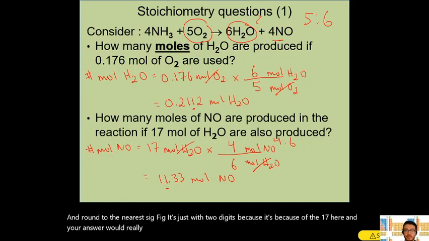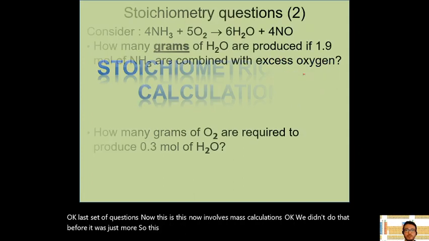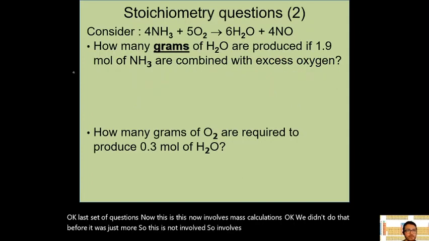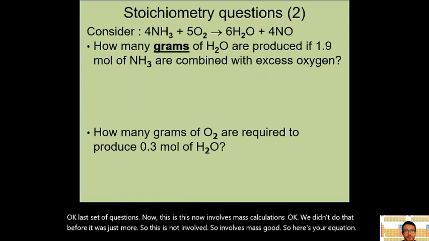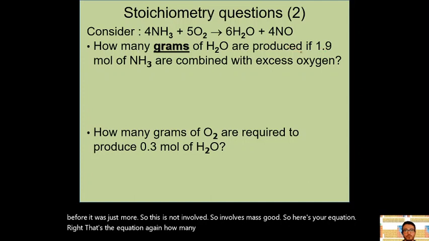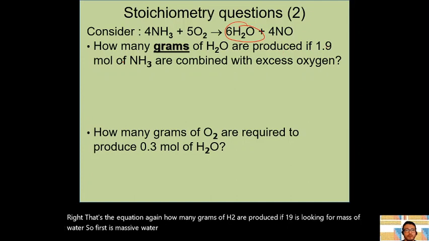Okay, last set of questions. This now involves mass calculations. We didn't do that before, it was just moles, so this also involves mass. Good. So here's your equation, that equation again. How many grams of H2O are produced if 1.9 moles of ammonia are combined with lots of oxygen? So we're looking for mass of water.